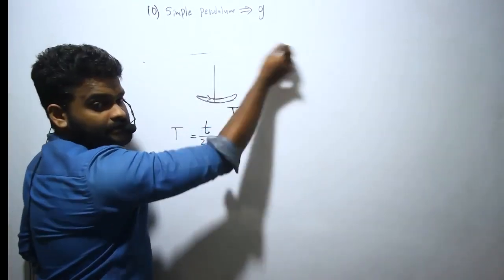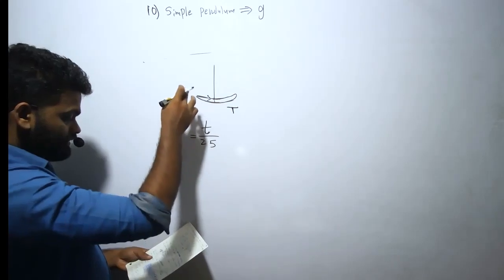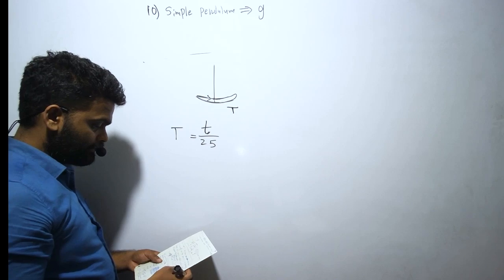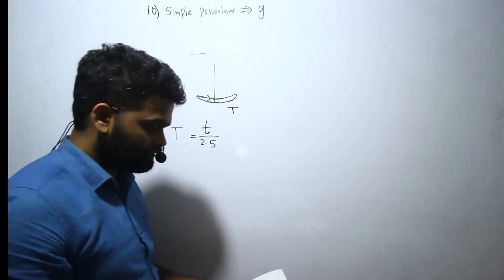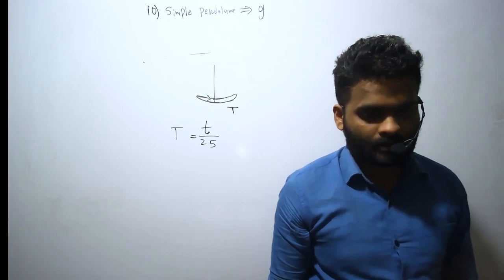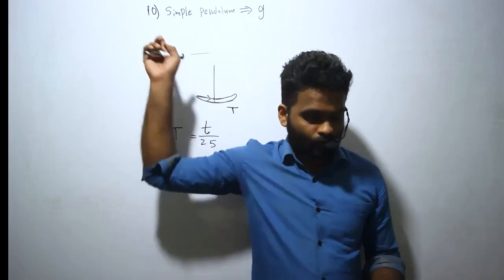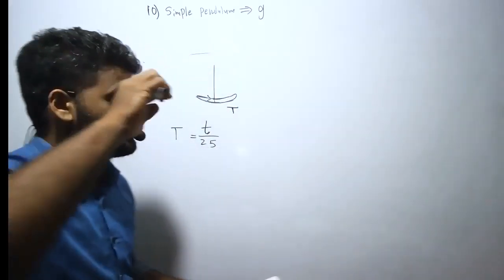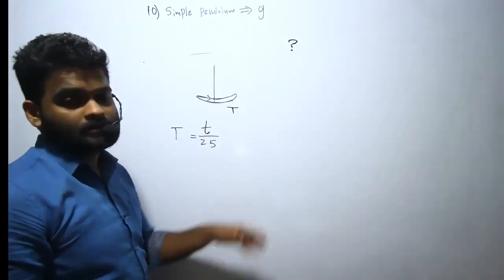Draw a line like this above, just draw a line there to separate the above stuff. Write down: why measure the time for 25 oscillations? Question mark.